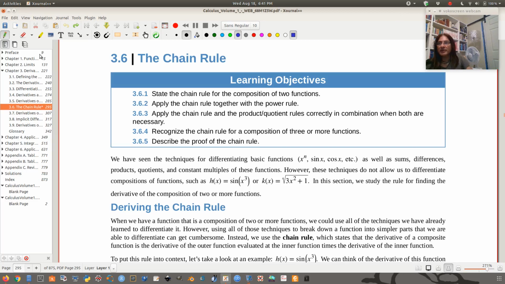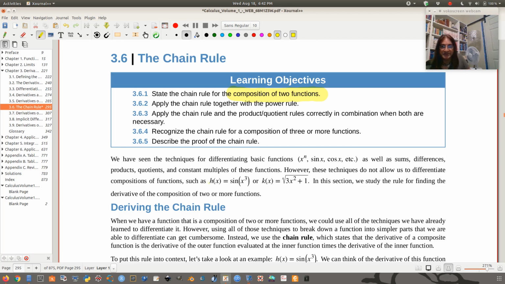Okay, remember that we can have something called composition of functions. Something like f of g of x, right? You have a composition of functions. So what we want to find out now is how to find the derivative of that function.